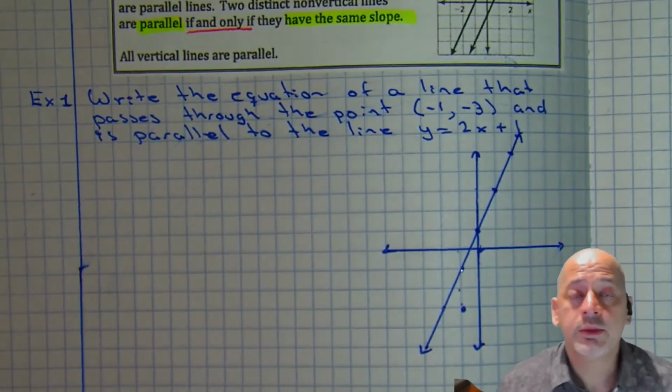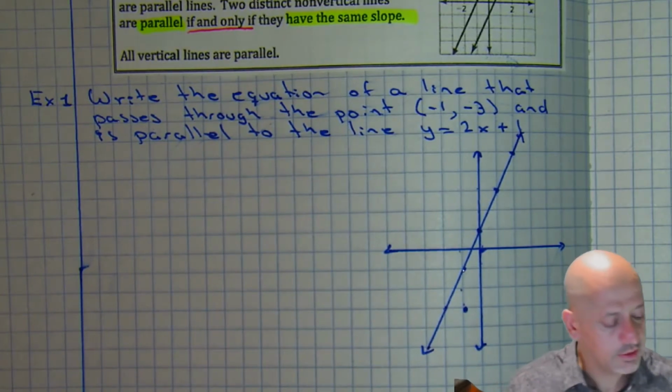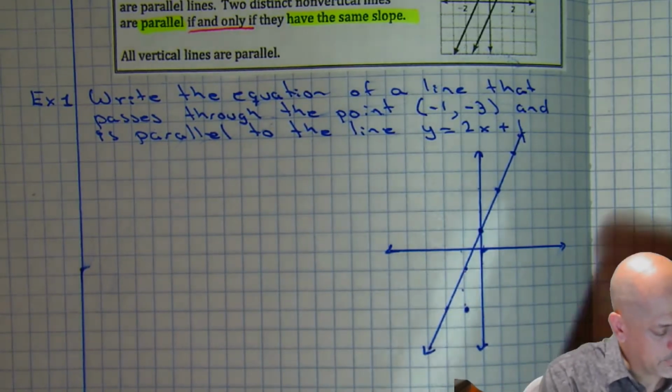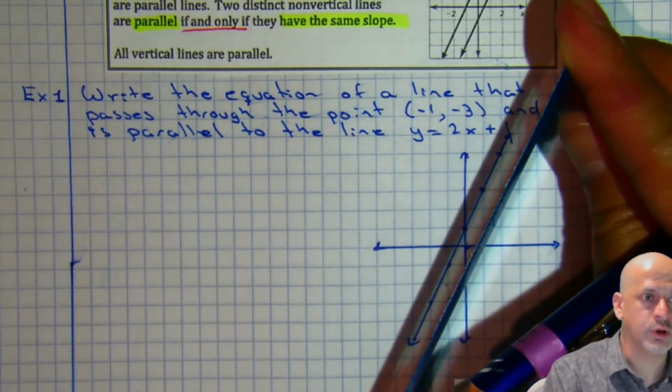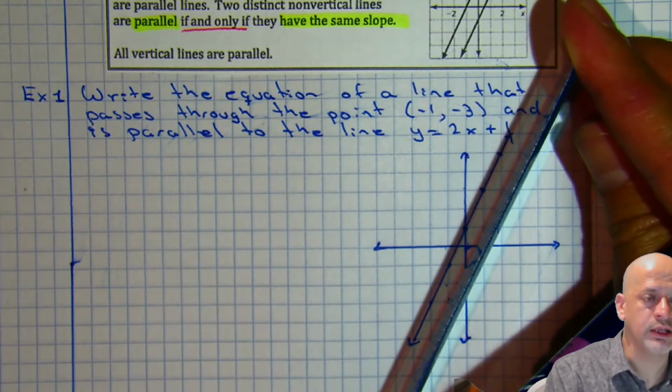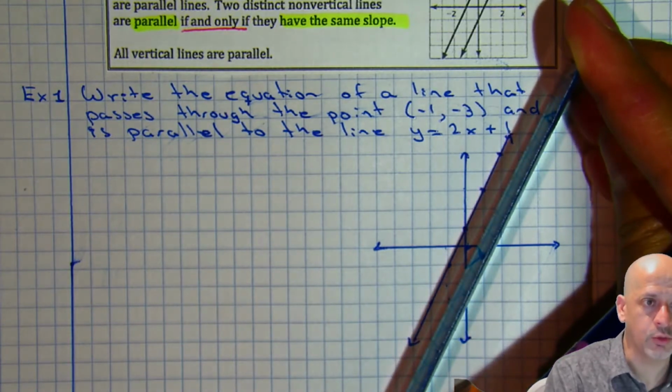So therefore, I need to be able to find the equation of a line that's going to go through this point, and it must be parallel, so it should look something like this. So that is what I'm looking for. I'm looking for the equation of a new line that's going to be parallel to the old one.